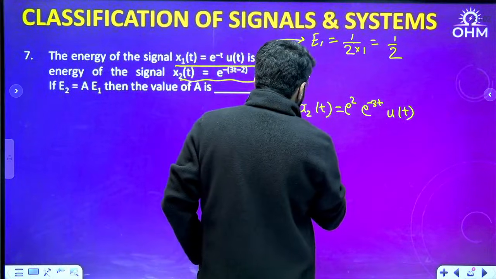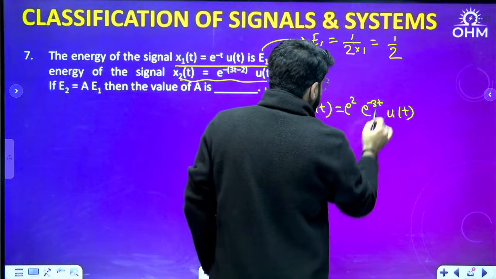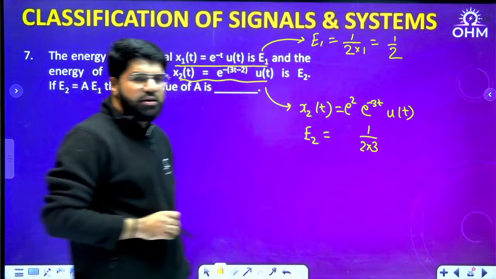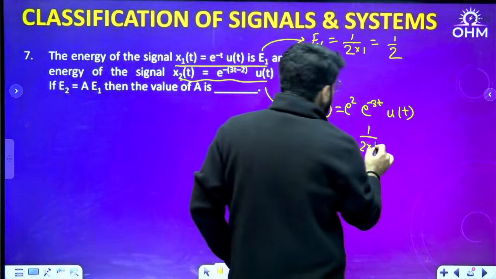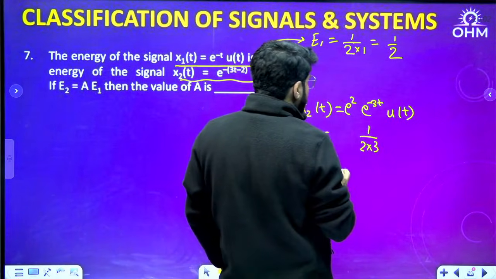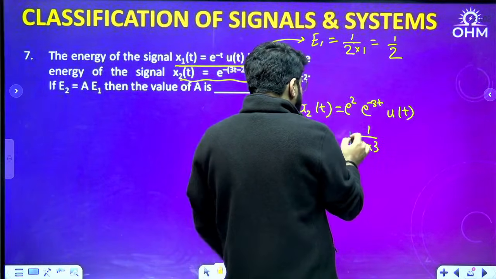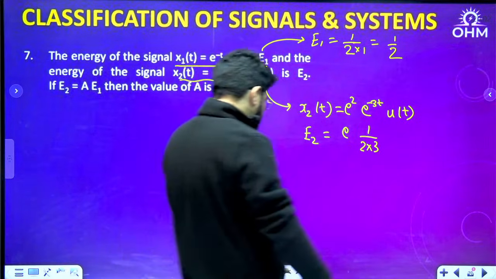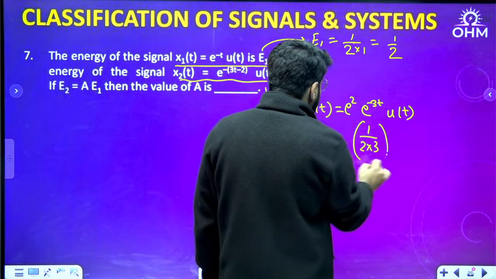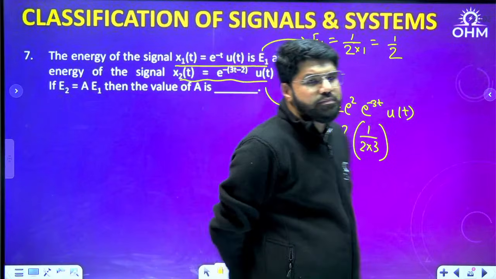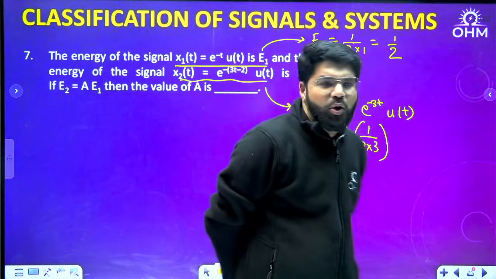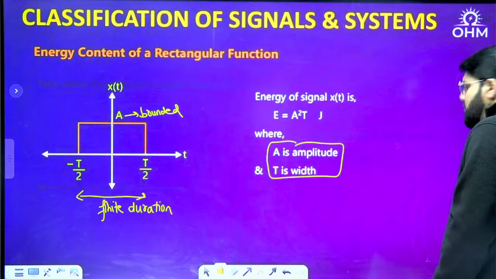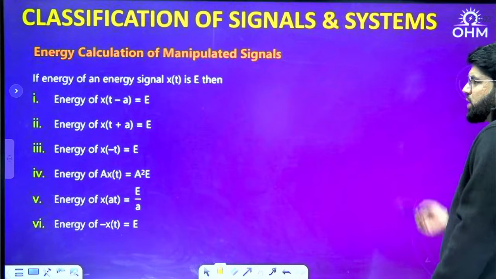Now what is going to be the energy E2? For e^(-3t)u(t), e^(-at) energy is 1 by 2a, sorry, 1 by 2a, a is 3. But is the energy going to be simply multiplied by e^2? Is the energy simply going to be multiplied by e^2 or what? No. Let me also tell you the effects of amplitude scaling on the energy. Let me continue with the revision part first. Have a look into it.